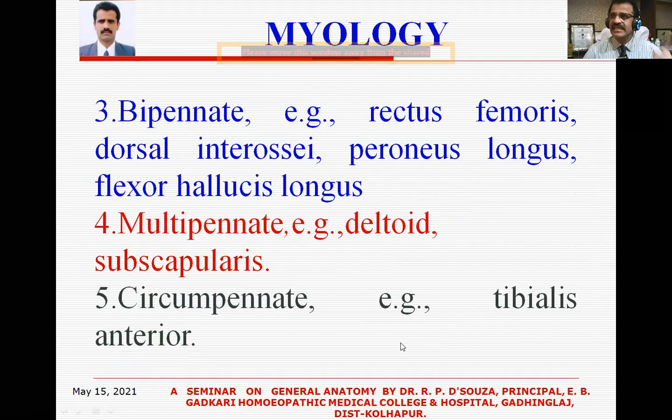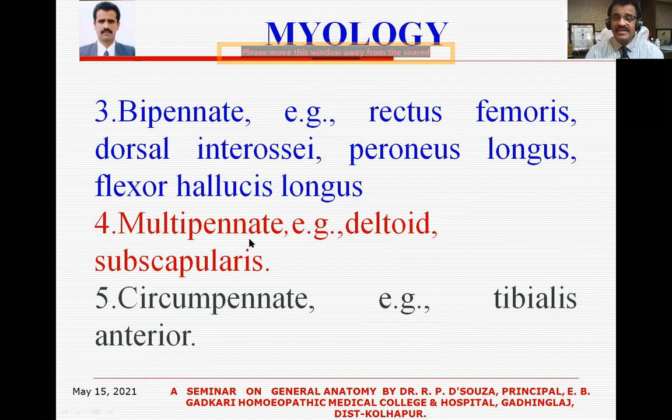When you study the regional anatomy of the body, you will come to those muscles. At that time, you have to remember this general anatomy and apply this knowledge to that. Then only you will understand the musculature in the full sense. Bipinnate muscles are pinnate from both sides: rectus femoris, which is present on the thigh, and dorsal interossei, which are present on the hand. Peroneus longus, which is present on the leg, and flexor hallucis longus also, which is present on the flexor compartment of the leg.